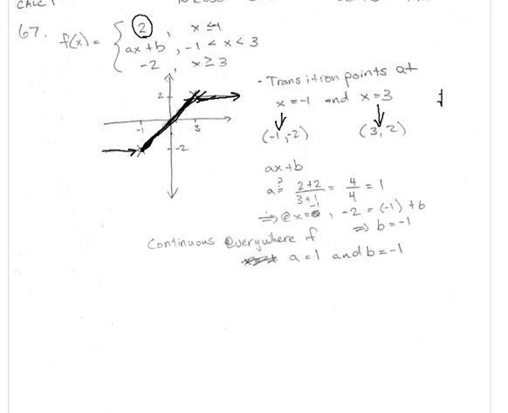Notice that I didn't draw this to scale, so it looks like I'm crossing at the x-axis. I just knew that I had some constant for x less than -1 and x greater than 3, and some kind of line in between them. And that's all that I really had to know. Figuring out the slope and the vertical intercept of that line was a matter of algebra. So this function is continuous everywhere if a is equal to 1 and b is equal to -1. Okay, and that's number 67.